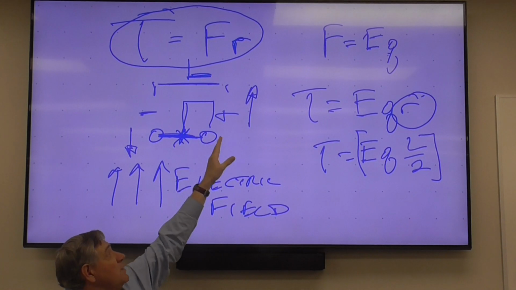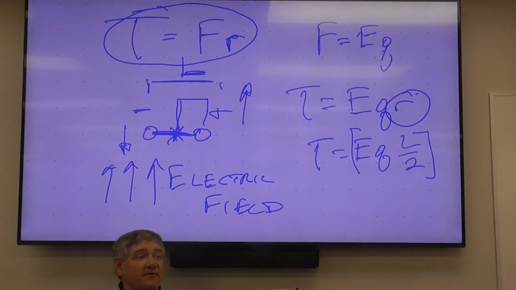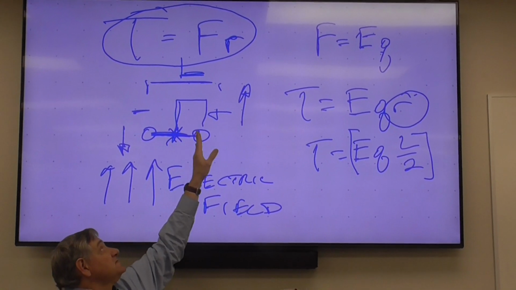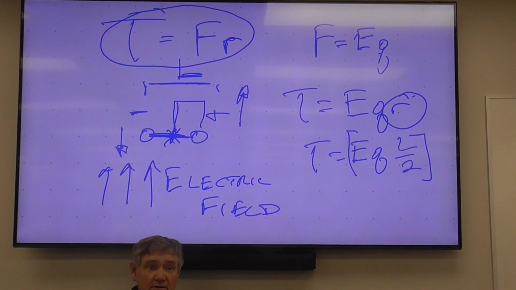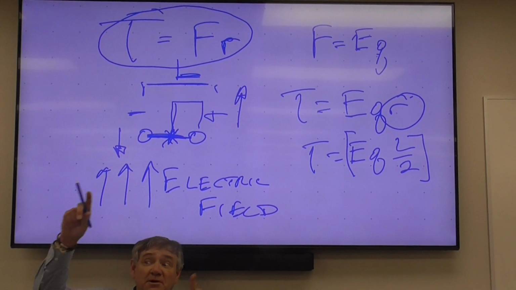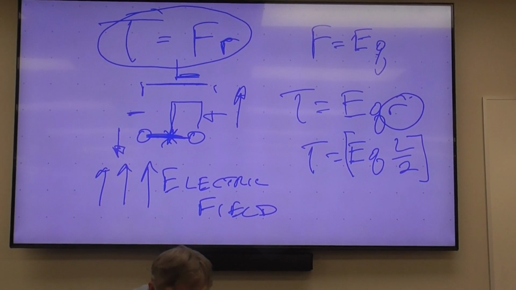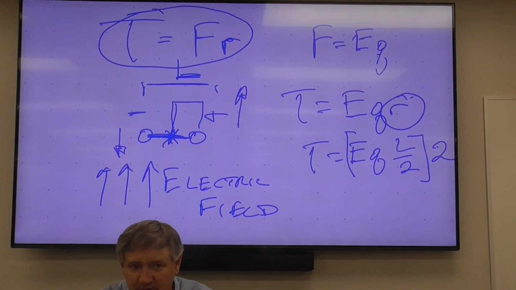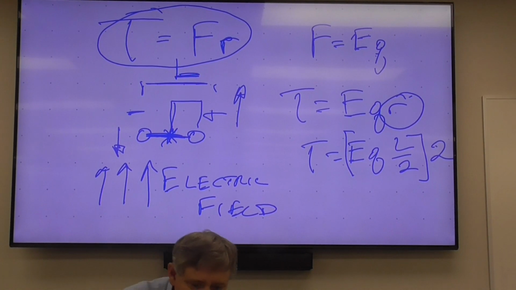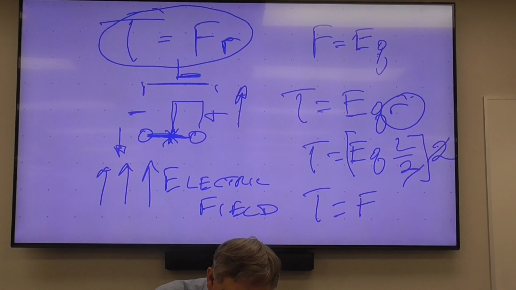So what do you think I need to do to that equation that you have? If this is for one side, is the other side going to feel the same amount of torque? Yes, and they're both going to be going in the same direction. So could I not then double that and multiply that by 2? Yes. So the 2 is going to cancel out, so you get torque equals EqL.